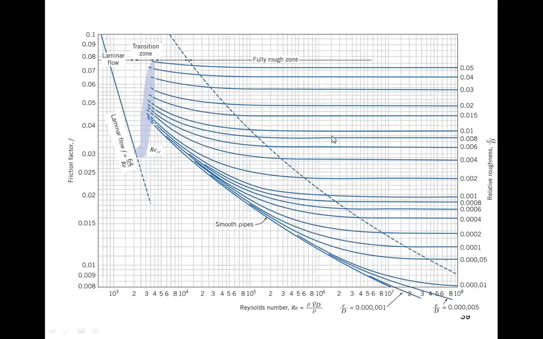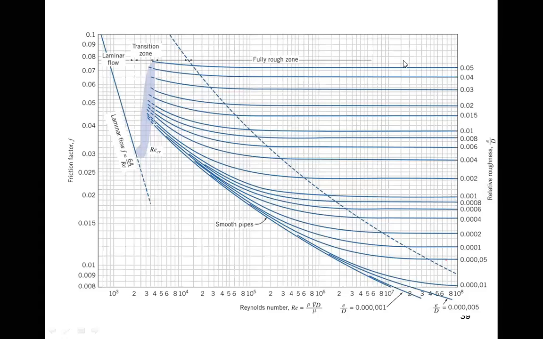Yes, sir. So this is another graph of the previous one. This is another version of that from a different book. This is from Fox, actually, McDonald Fox. So this is again the same graph. You have the Reynolds number, RE, on the x-axis. Each line corresponds to a particular epsilon by D.